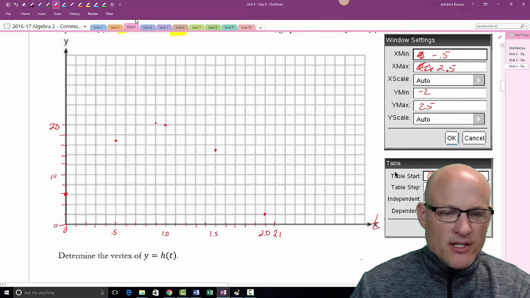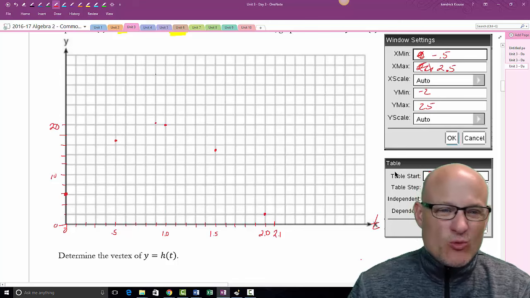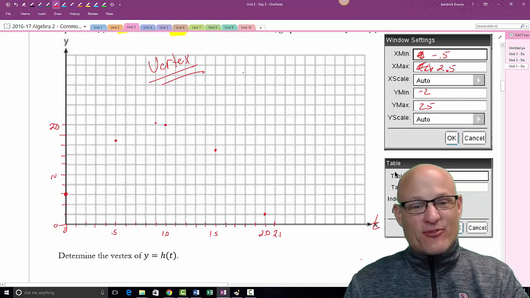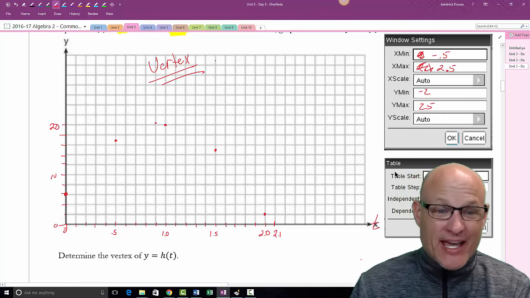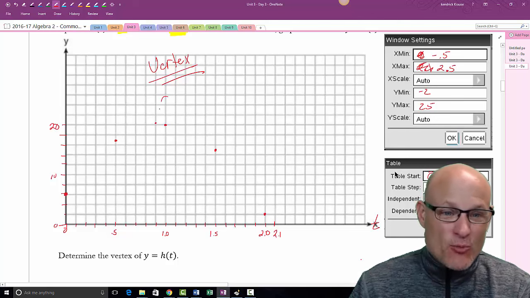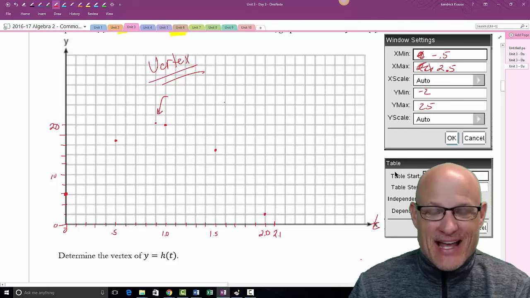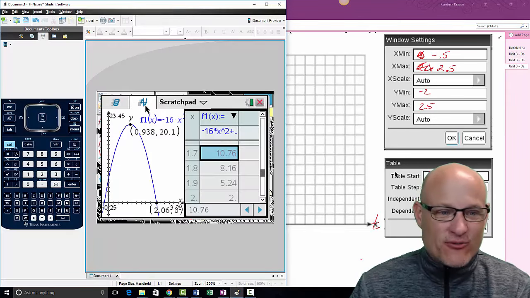2, and it hits. So it's really, really important to find the vertex. You have to find the vertex. Not graphing the vertex is not okay. It's got to be somewhere around here, but I'm not exactly sure. So I want to find that vertex.